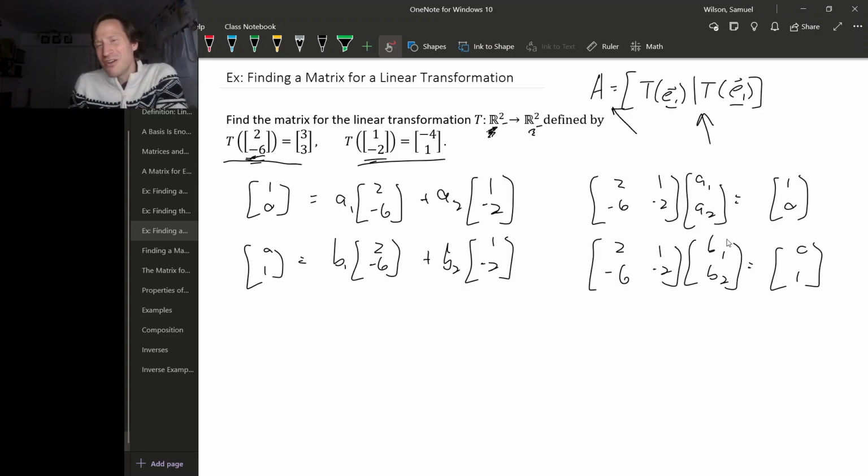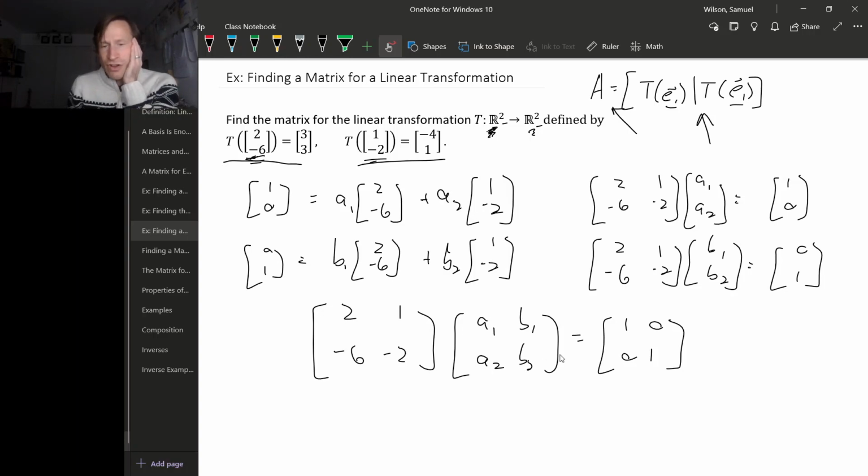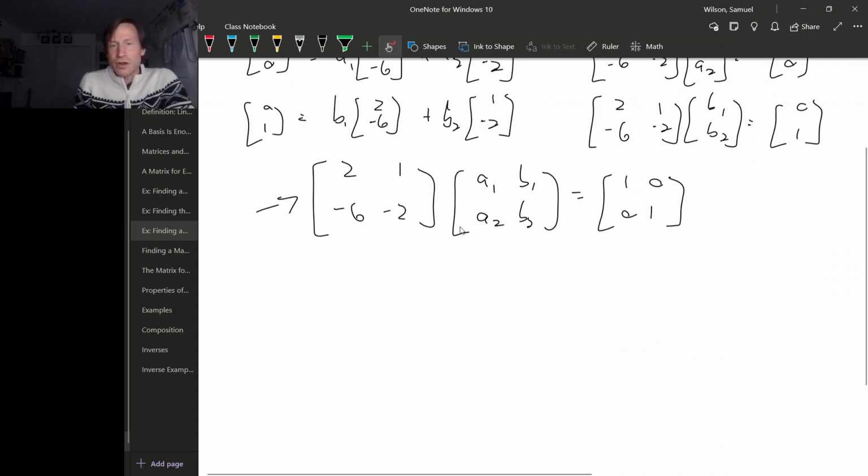But this is all seeming very familiar. This is actually exactly what we did when we figured out how to find the inverse of a matrix. So what we're really doing here is solving these two equations together. What we get is the matrix equation 2, 1, -6, -2 times the matrix a1, b1, a2, b2 equals 1, 0, 0, 1. And to solve this equation, remember that amounts to finding the inverse for this matrix, which we know how to do.